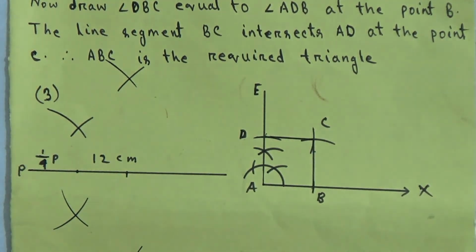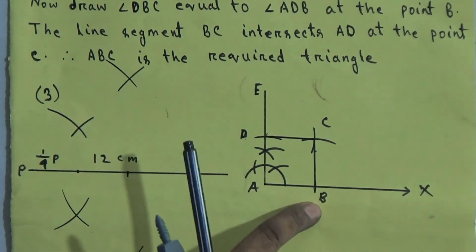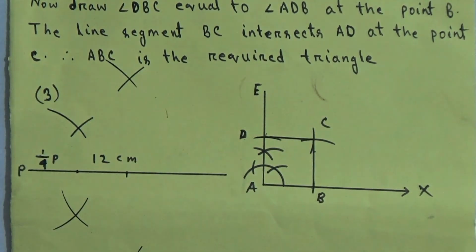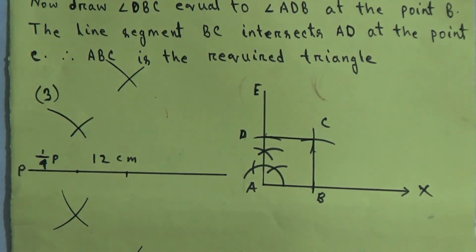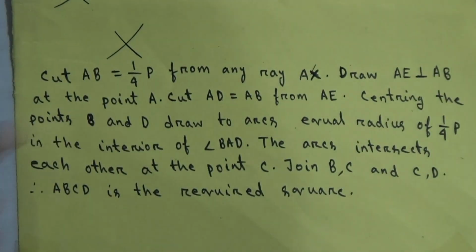Dear students, now A, B, C, D is our desired square that has been drawn. Okay, here the description of the drawing is given. You will learn the description of drawing from here and will write your copy.